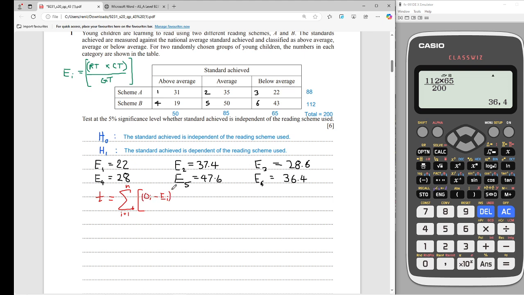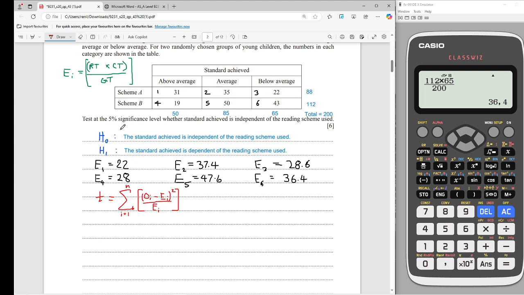We find the difference between the observed and expected, we square that difference, and then we divide it by our expected value again. This is the formula that's used. So we do this until I equals n, being the sample size, in this case 6: 1, 2, 3, 4, 5, 6. What O represents here is the observed value. So when I say O2, it means 35, because that's the observed value in the second cell. When I say E2, it means the expected value of 2, which is 37.4. Like this, we need to substitute for each and every one of them.